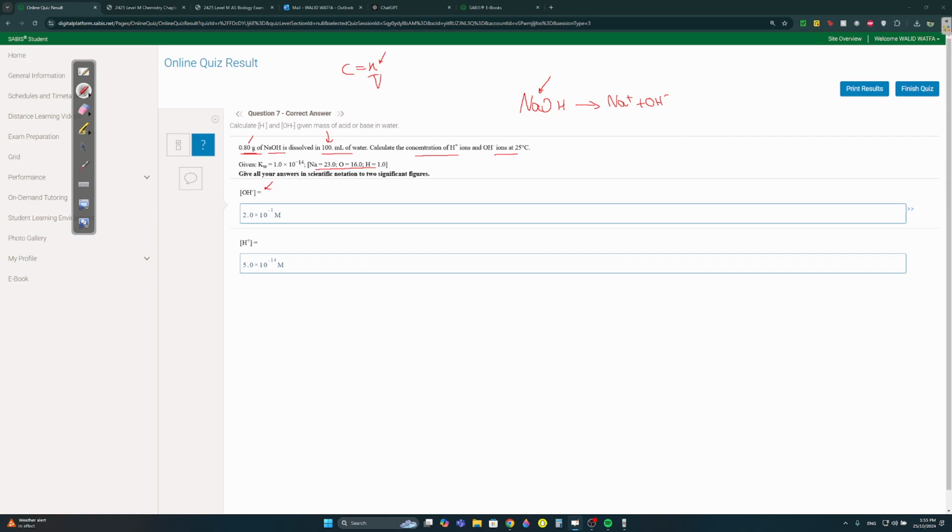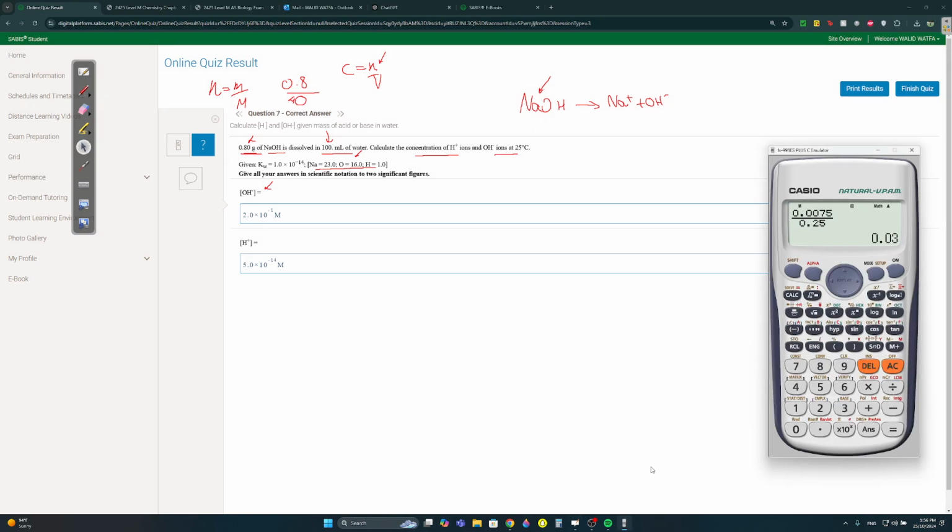I don't have the moles, but I have the mass and the molar mass. n is equal to m over M, so the mass 0.8 over the molar mass of NaOH. Let's add it up: Na is 23, O is 16, H is 1. You add these up and you get 40. So 0.8 over 40. Let's see how many moles that is. 0.8 divided by 40 gives 0.02.